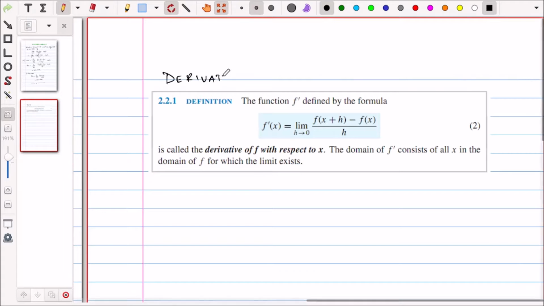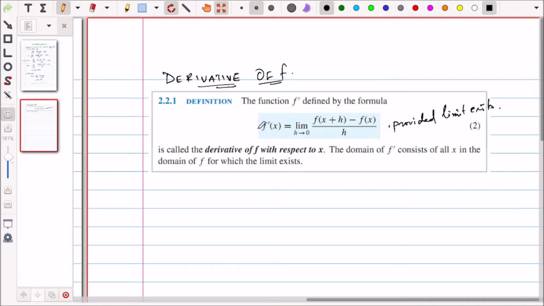Derivative of f. So this formula should be defined like this, provided the limit exists. If the limit does not exist, then we cannot speak of the derivative. So this holds provided the limit exists. If this limit exists, then we say that the function is differentiable at x and the derivative is given by the value of the limit. Is it fine, everyone?